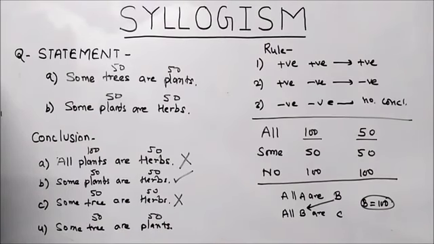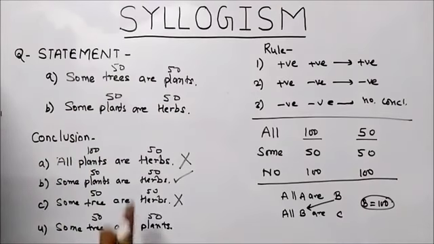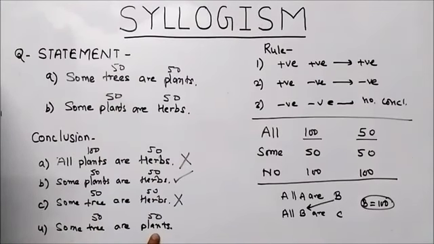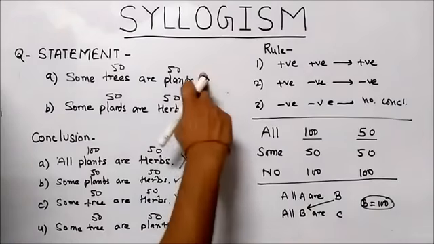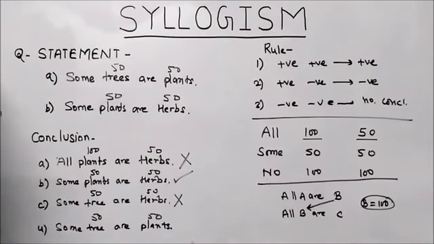Now check the fourth conclusion. Some trees are plant. This conclusion is made up of two elements, trees and plant. These two elements are present in the first statement. Now check the values of the two elements. Here tree is 50, here tree is 50. Income and expenditure are equal. Now check the value of the second element. Here plant is 50, here plant is 50. Income and expenditure values of plants are equal. So this is the true conclusion.